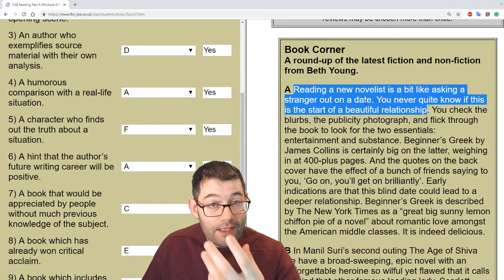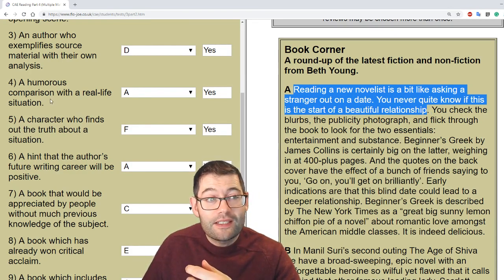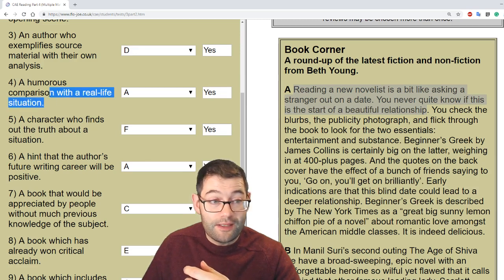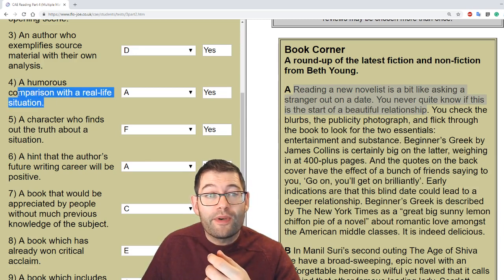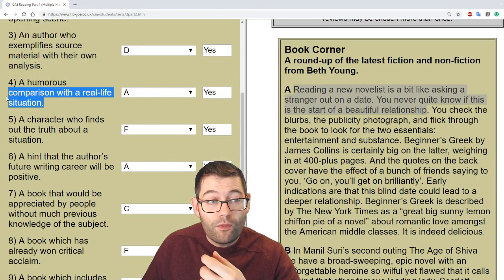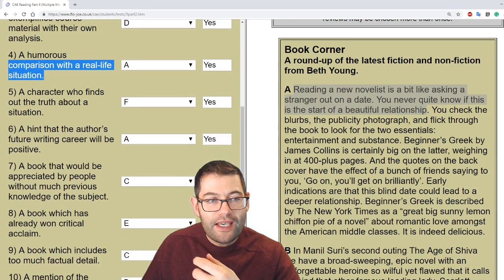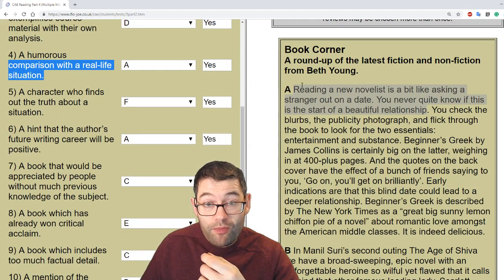So this comparison is exactly what it refers to in question number 4, a comparison with a real life situation. For question number 5, it says a character who finds out the truth about a situation.